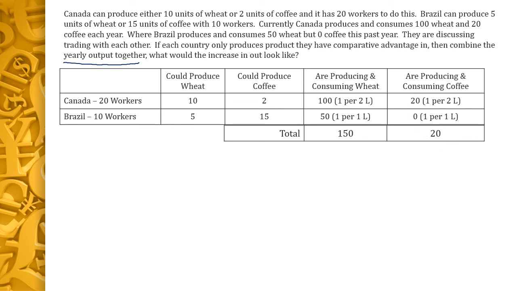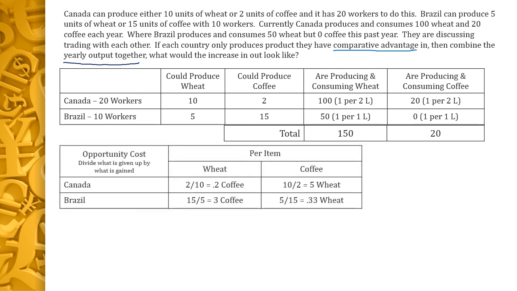Next thing, we go back into our problem and we see they're looking for who's got what comparative advantage. So we're going to have to calculate comparative advantage, which means we need to calculate opportunity costs. So opportunity costs, remember, it's basically divide what you're giving up by what you've gained. And so we've got Canada, we've got Brazil. We're going to look at wheat first. And basically, if Canada wants to produce wheat, it's going to have to give up 2 coffees because it's going to produce only wheat. And so there we go, 2 coffees.